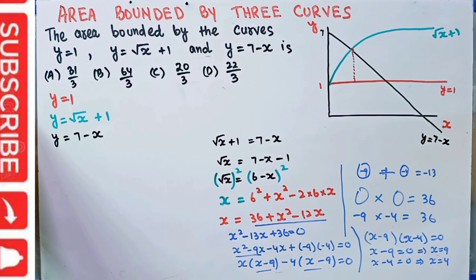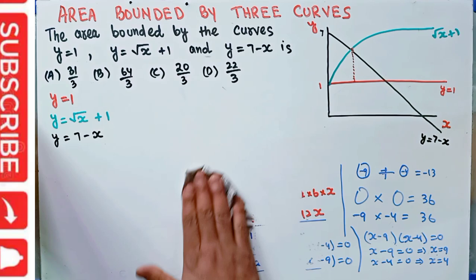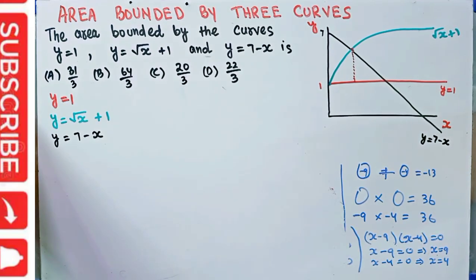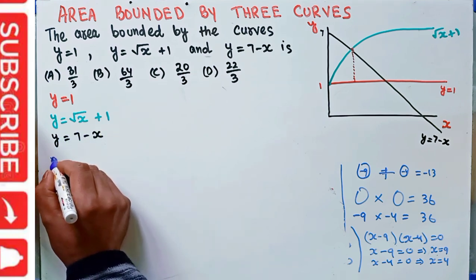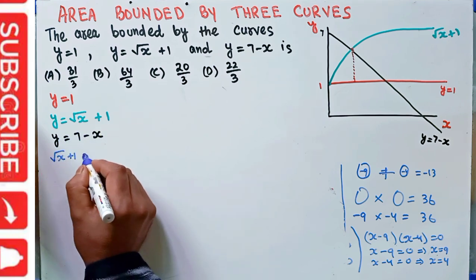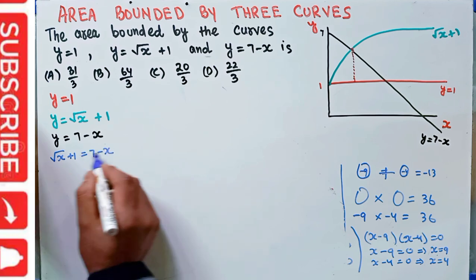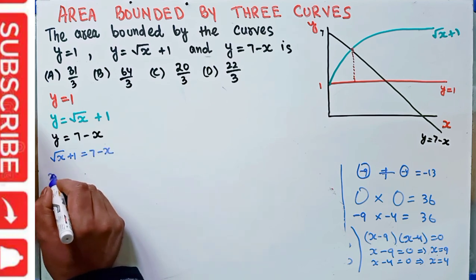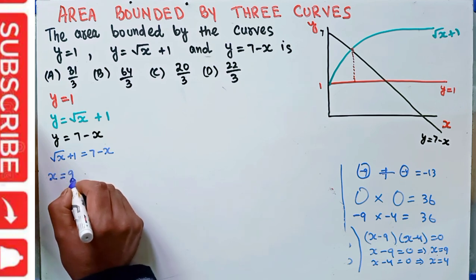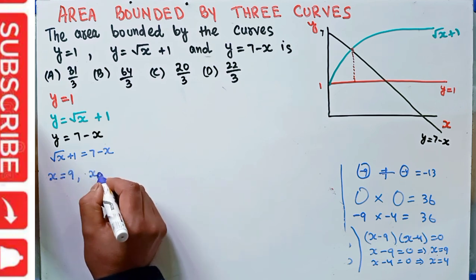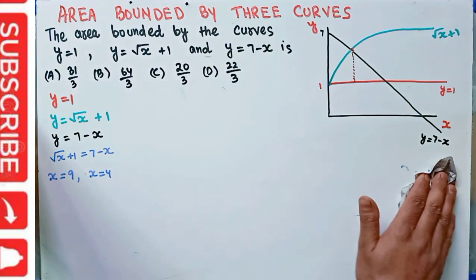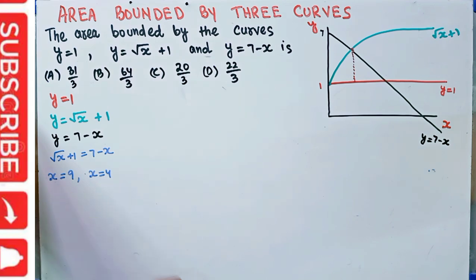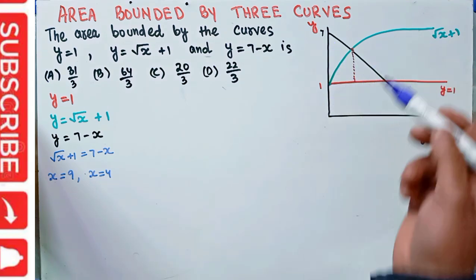So we got two values for x here. Okay, I'm just rubbing this out. So we got two values for x, that is, when we solved these two equations, and let's write it here, under root x plus 1 is equal to 7 minus x. When we solved this, we got two values for x, that is, x is equal to 9 and x is equal to 4. Okay, but we only need 1 point here. Now to check which of these 2 points satisfy both the curves here.